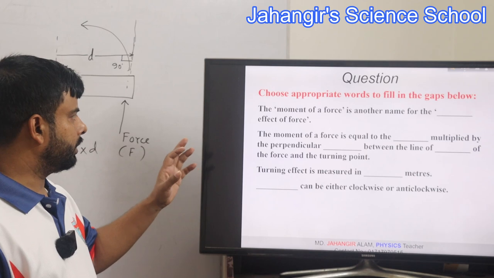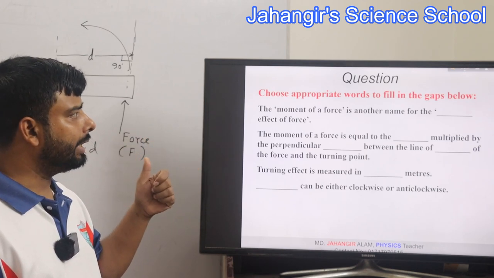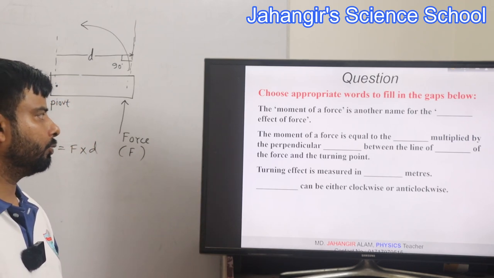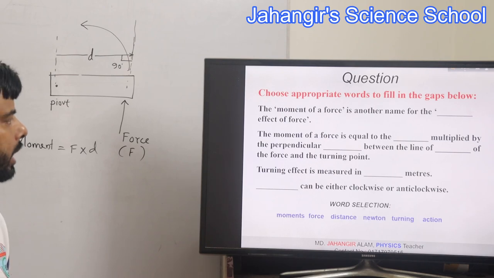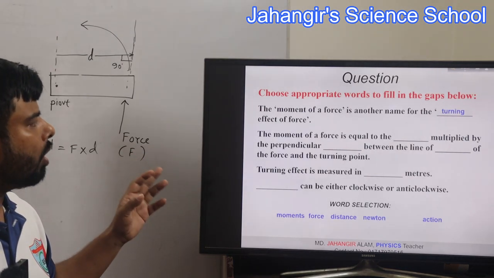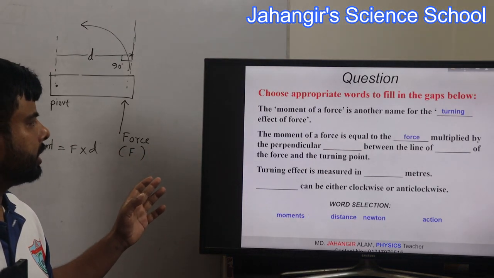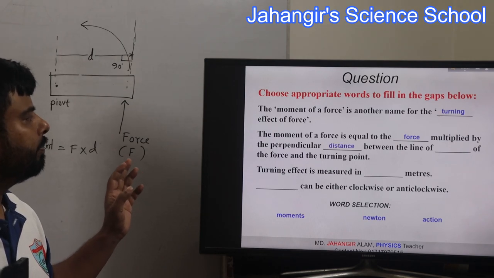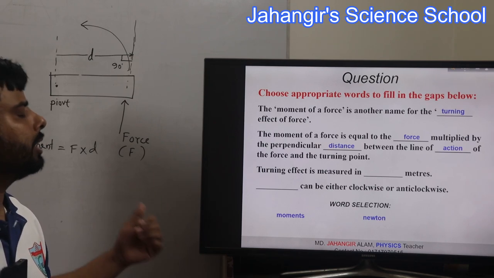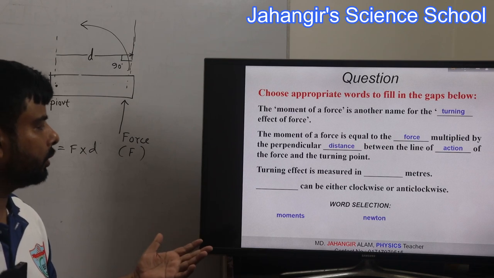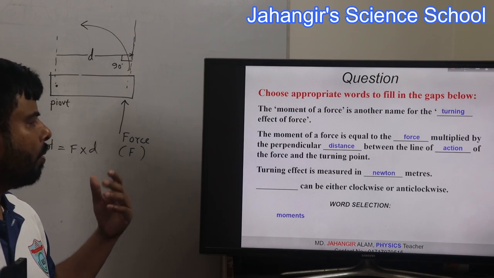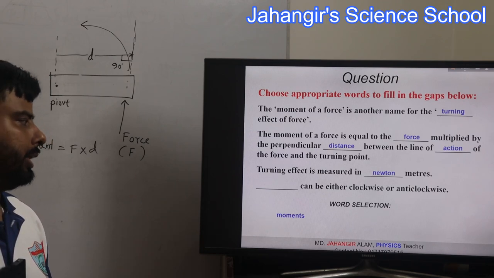Now, question: choose appropriate words to fill in the gaps below. The moment of a force is another name for the turning effect of force. So, moment of the force is also known as turning effect of force. The moment of a force is equal to force multiplied by the perpendicular distance between the line of action of the force and the turning point, known as the pivot. Turning effect is measured in Newton meters, and moments can be either clockwise or anti-clockwise.